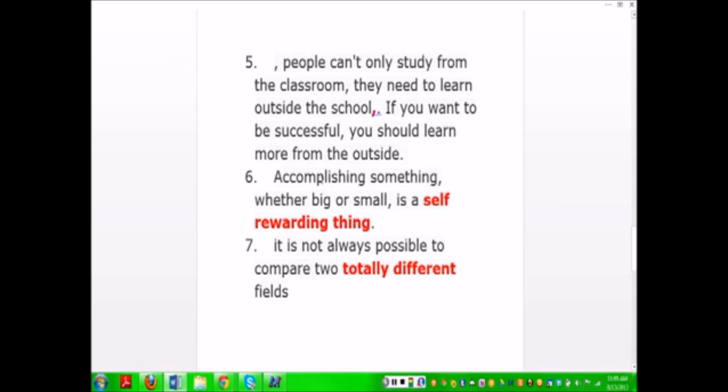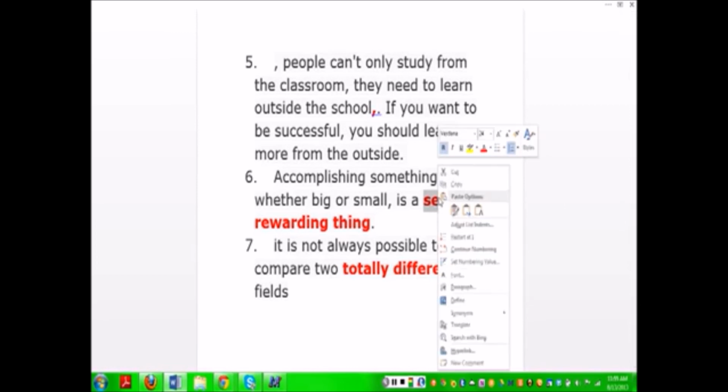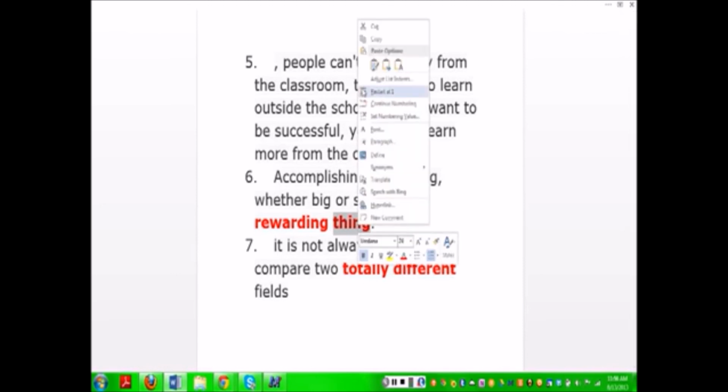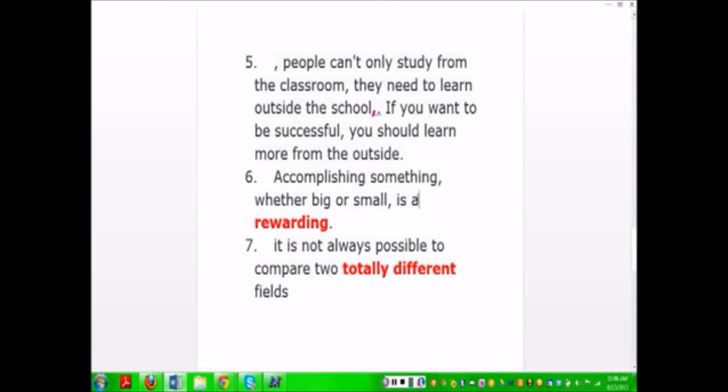Number 6, accomplishing something, whether big or small, is a self-rewarding thing. Now, first of all, if you accomplish it, it probably does help you, so self is redundant. And thing here, again, is one of those very vague words that's very informal, and you probably should never use it in an academic paper. But in this case, you could say, accomplishing something is rewarding. You can just use the adjective. So there's no need to use this. Get rid of the a. So it's just is rewarding.